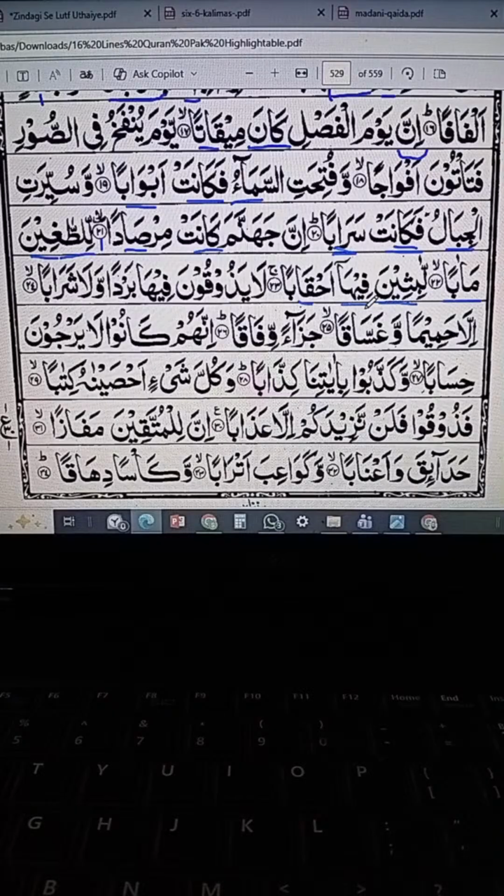Labithina fiha ahqaba. La yadhuquna fiha bardan wala sharaba. In this ayah, we will see alif madda is here. The definition of alif madda: when there is a zabar before alif, this is alif, before it there is zabar, we will stretch it.